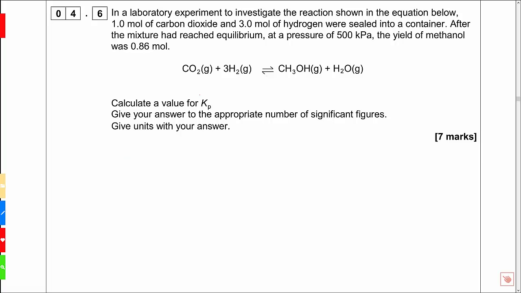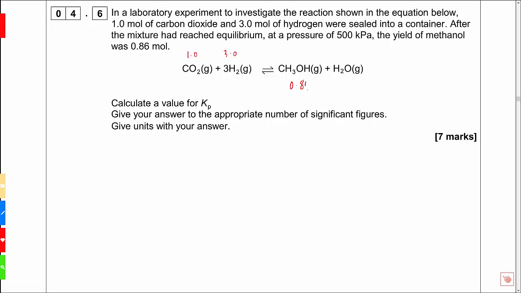This is where Kp is going to be introduced. It's quite small, this little pointer here, but hopefully you can see. So we're calculating the value for Kp. So we're told in a laboratory experiment to investigate the reaction shown below, that's this one here, 1 mole of carbon dioxide and 3 moles of hydrogen was sealed into a container. So we start with 1 mole of carbon dioxide and 3 moles of hydrogen, and they're sealed in containers. So that's our initial substances. After the mixture had reached equilibrium at a pressure of 500 kilopascals, the yield of methanol was 0.86 moles.